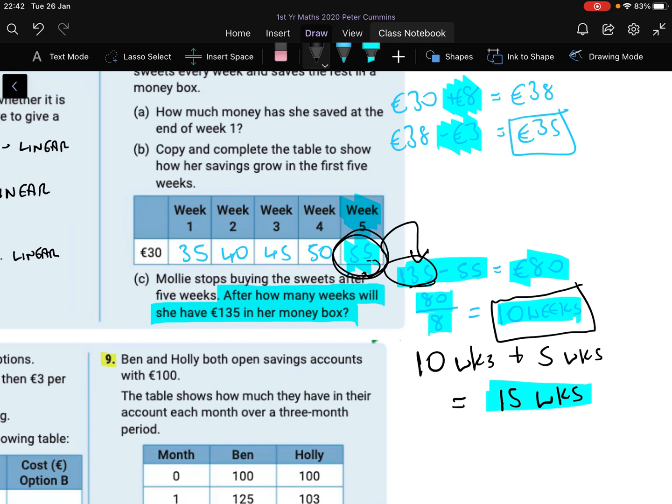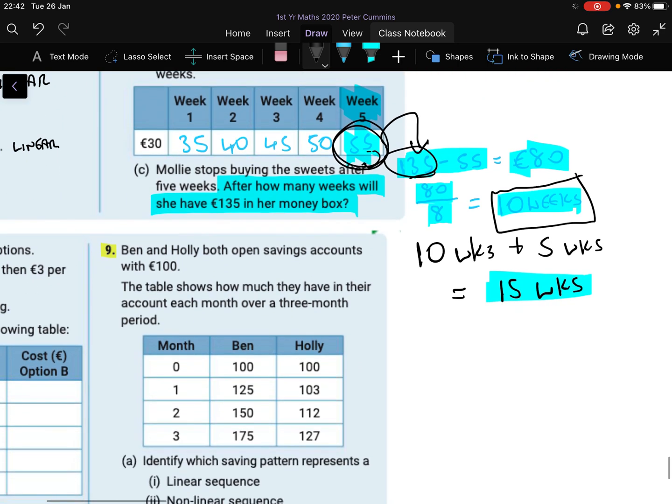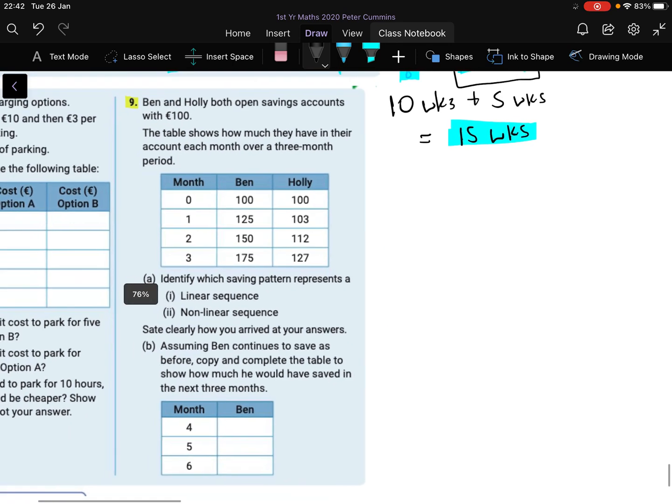But so in total, it's going to take the 10 weeks that we just worked out plus the 5 weeks that she'd already done to get the 15 weeks. Apologies.